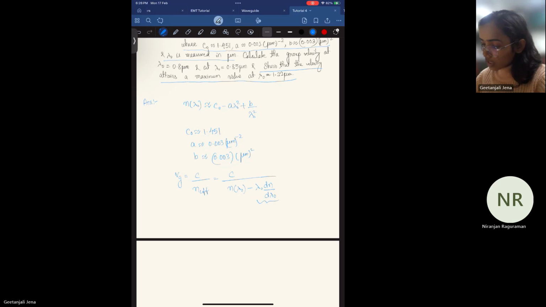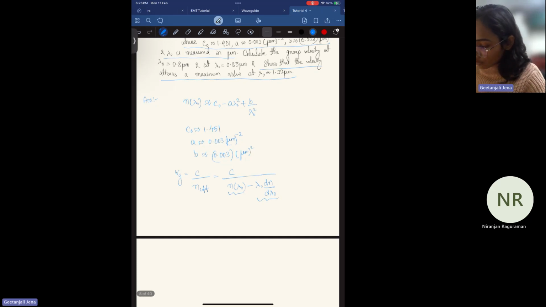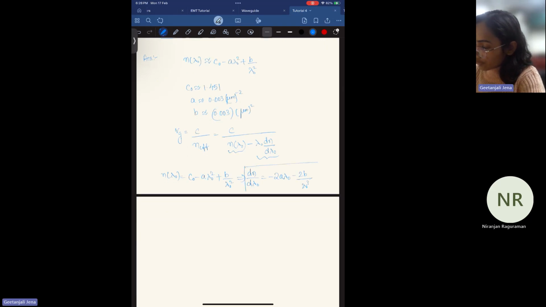So n of lambda 0 is already given. Now we need to find out dn by d lambda 0. With n of lambda 0 equal to C0 minus A lambda 0 square plus B by lambda 0 square, dn over d lambda 0 will be minus 2A lambda 0 minus 2B over lambda 0 cube. So this is the general expression. Let us calculate one by one.